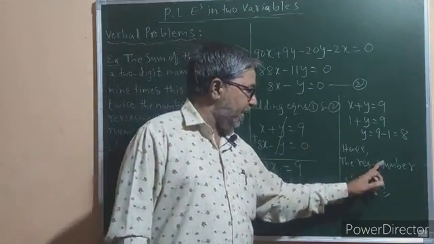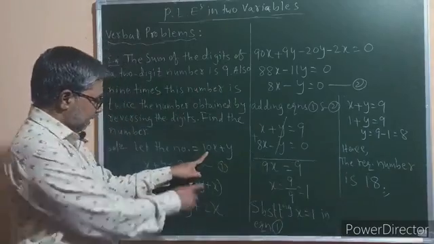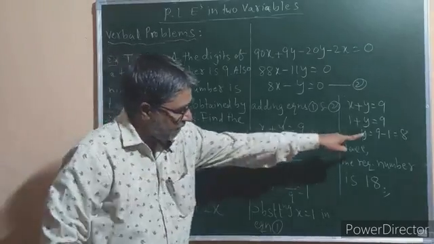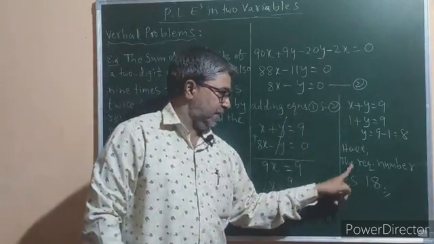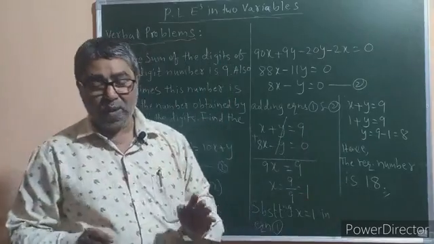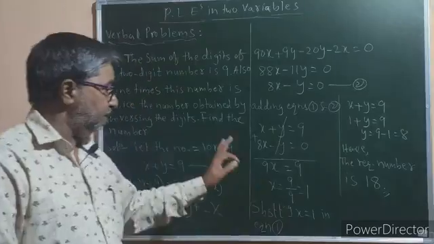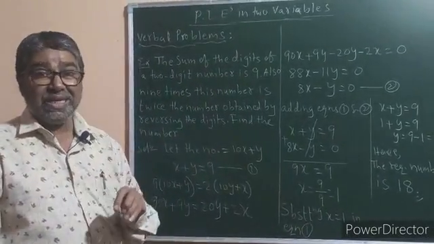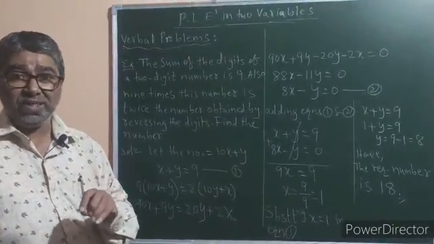Hence the required number is 10x, 10 into 1, this is 10, plus y is 8. So 10 plus 8 will be 18. So in this way the required number in this example is 18. So this is the solution for the third example of today's video.